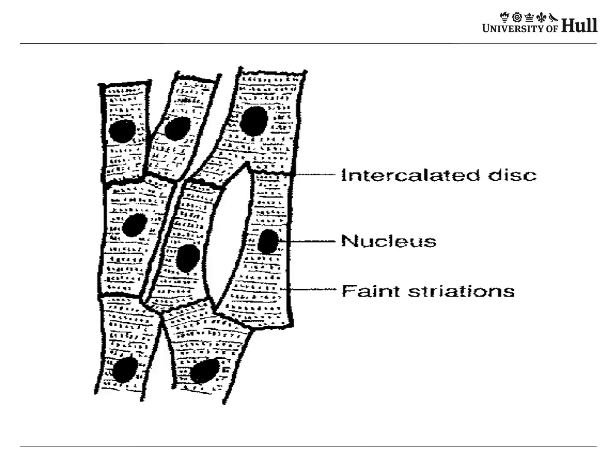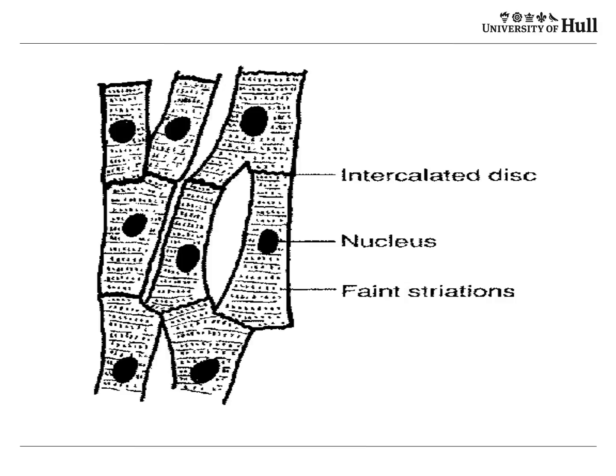Now this diagram shows what's going on there. Essentially at the branches which connect different strands of muscle, there are areas called intercalated discs. Each of these cells contains a nucleus, and there are faint stripes or striations within the muscle.